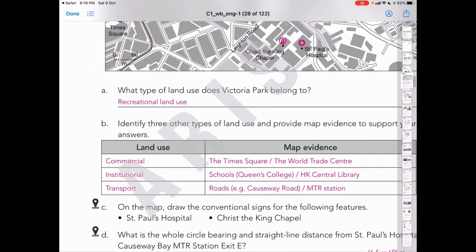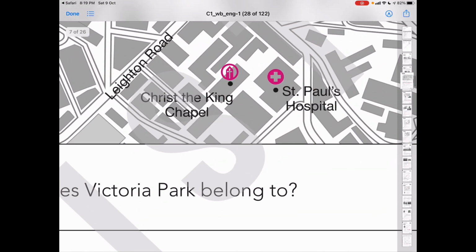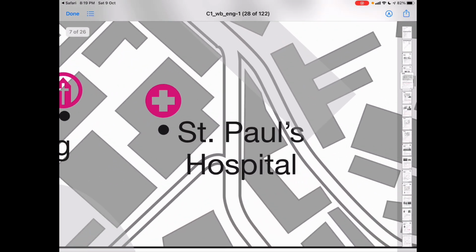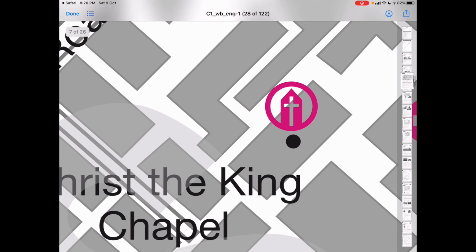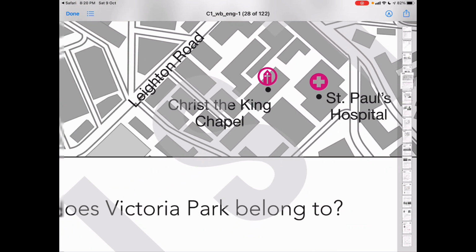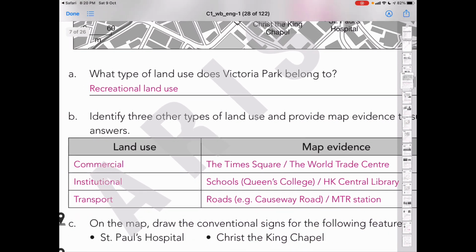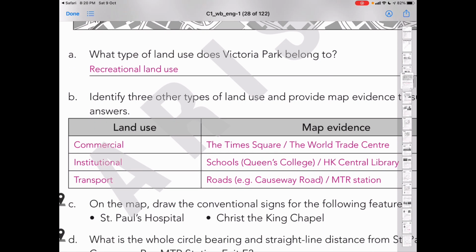Okay, so it's almost like this. And then remember, the hospital should be like this, and the church should be like this. This is what we call the conventional signs of the map. In the notes I have given you a summary about different kinds of conventional signs on the map, so please do have a revision of that. Although I really don't have time to ask you to remember them one by one in detail, you will have some marks for map reading, so you need to be careful about this.